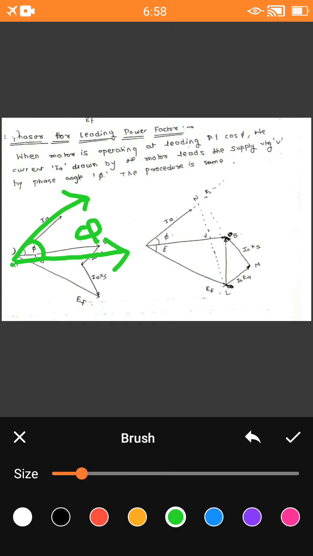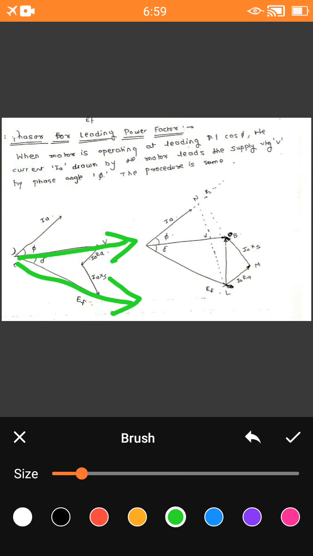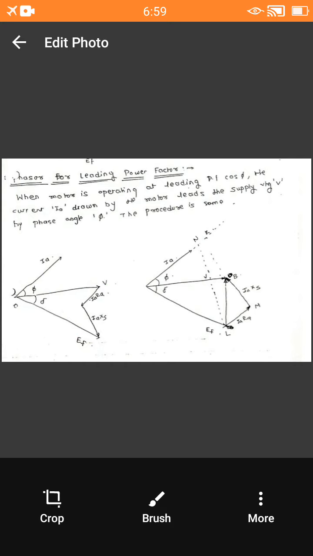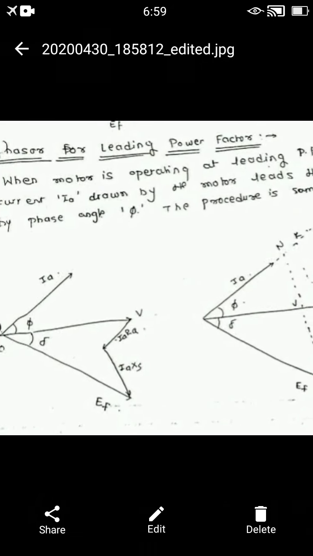As shown in the figure, this is the terminal voltage V and this is the excitation voltage E. The angle between the excitation voltage and terminal voltage is delta, called the torque angle. Similarly, the armature resistance and armature reactance drops give the value of Ia Zs, the synchronous impedance drop of the circuit. So this is the phasor diagram for a leading power factor.